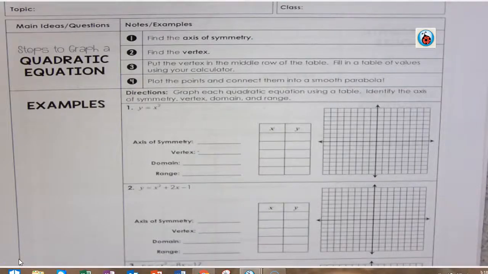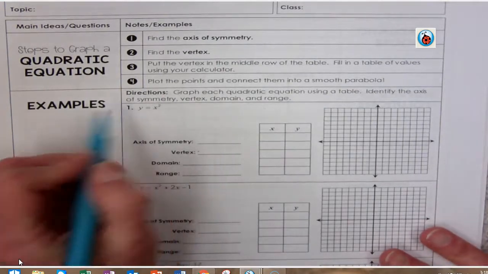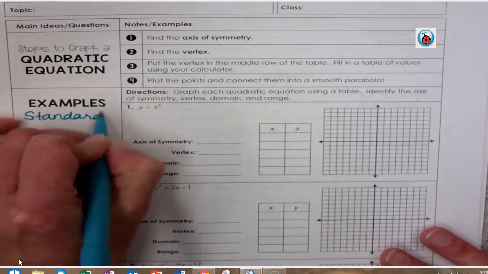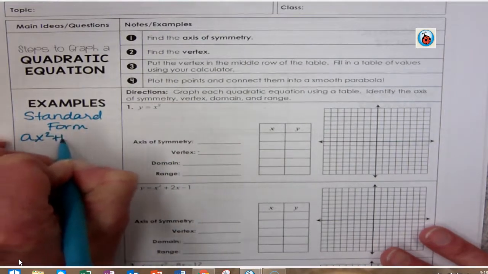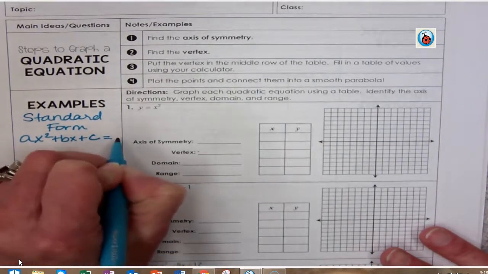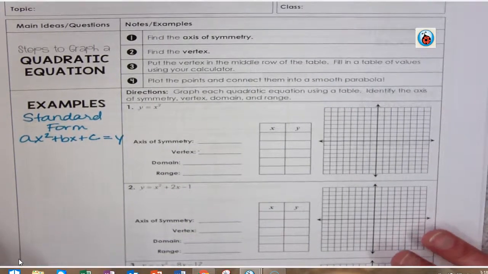All right, so this is the second set of notes in the packet. Steps to graph a quadratic equation. So now we're going to graph the quadratic equation if it is in standard form, which is ax squared plus bx plus c equals y or f of x. You can plug this into your calculator.